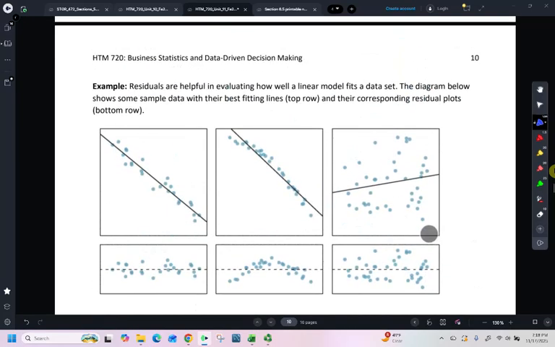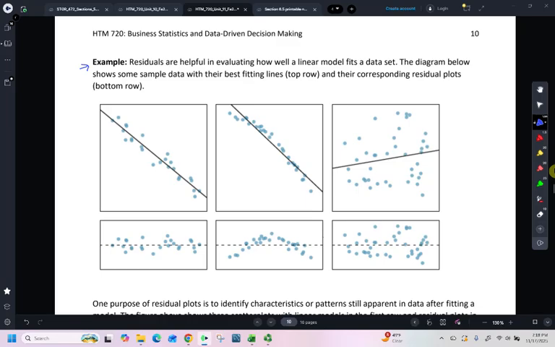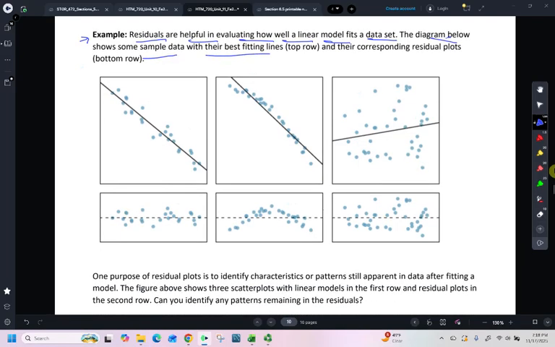Okay, let's see an example here. Residuals are helpful in evaluating how well a linear model fits a data set. The diagram below shows some sample data with their best fitting lines.